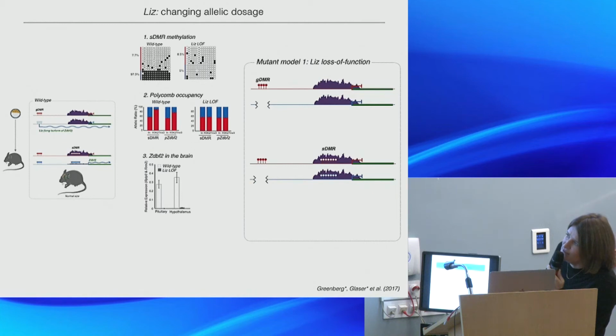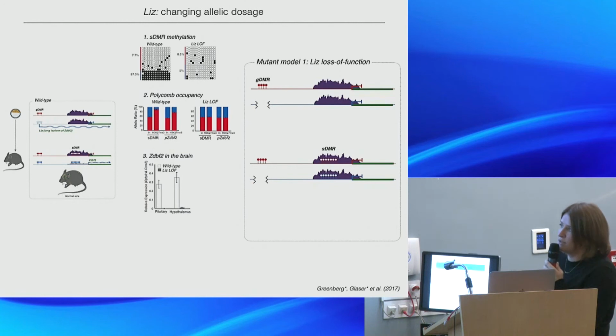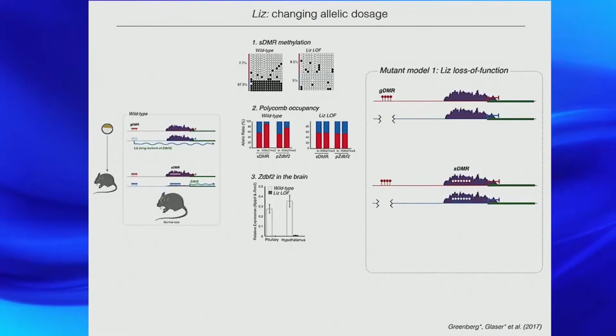Normally, you can see that most of the polycomb sits on the maternal allele here in red, and in the absence of LIS, you have the polycomb repression sitting equally on the maternal allele and the paternal allele, where it shouldn't be normally. And this has an impact on ZBF2 expression, as you can expect. You can see here that there is no expression at all of ZBF2 when you quantify it in the pituitary gland and the hypothalamus of these mutant mice compared to their wild-type counterpart. So it's like having a complete null ZBF2, while the genetic sequence is completely normal.